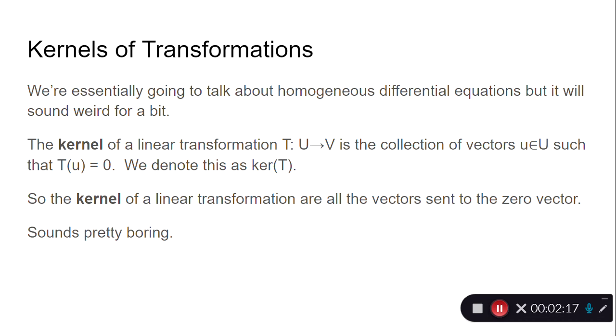So you have some linear transformation T that goes from U to V, and all the vectors u in the domain that end up going to 0, that's the kernel of T. So think of them as the zeros of the function, the x-intercepts, if you will. They're not that, but that's a pretty good analogy. So the kernel of a linear transformation are all the vectors that are sent to the 0 vector.